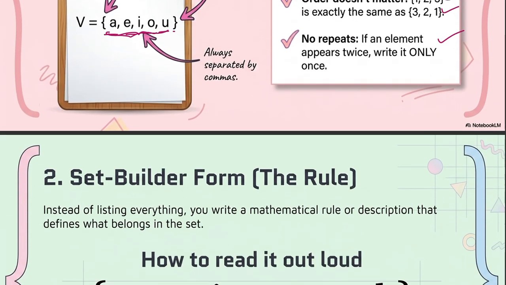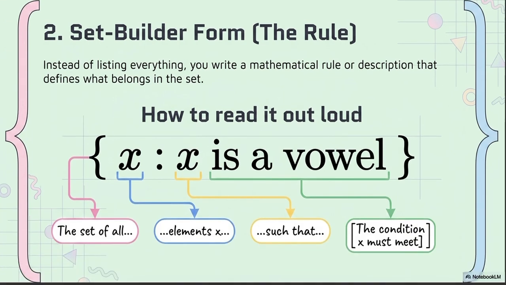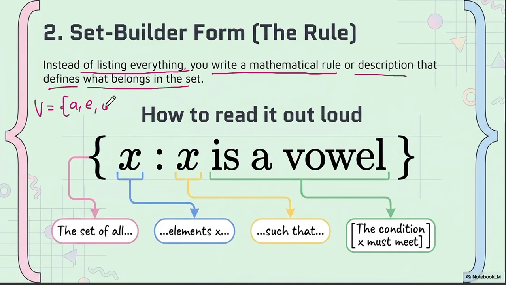Now look at set builder form. Set builder form means what? We are not defining all the elements. We are just writing the condition or some important word of that. So instead of listing all elements, you write a mathematical rule or description that defines what belongs in the set. So for example, in the previous example, V is equal to {a, e, i, o, u}. Here all the elements are there. This is called roster form.